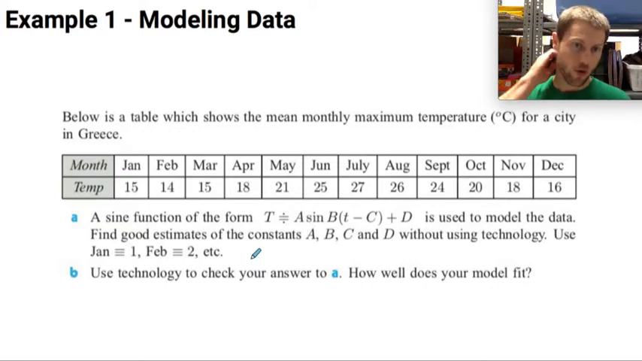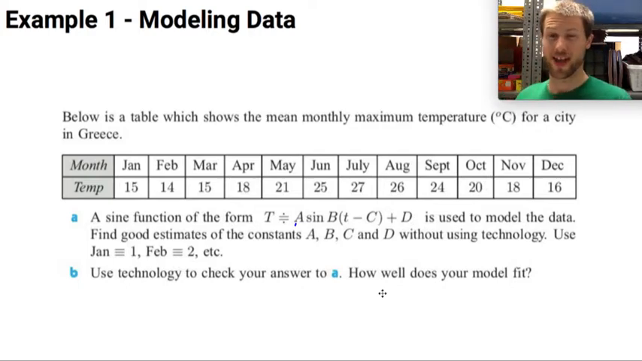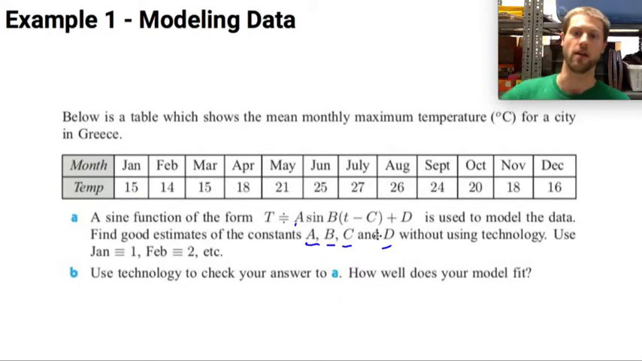What we want to do is create a sine function in the form of T is approximately equal to A times the sine of B times the quantity t minus C, plus D, and we want to use it to model the data. So we need to figure out some good estimates for these constants A, B, C, and D without using technology, aka by hand. We're going to use January is equal to 1, February is equal to 2, and so on. We're going to do that first, and then we're going to actually use technology, aka a calculator, to check our answer, and then we'll see how well our model actually fits. So let's dive into this.